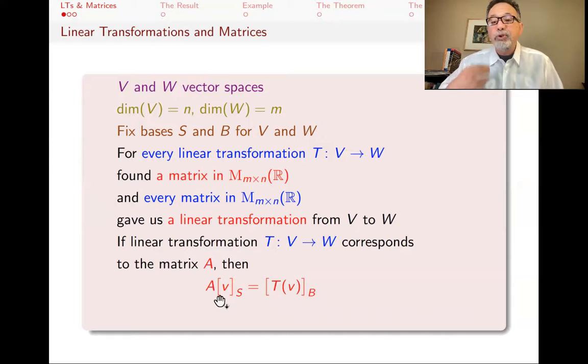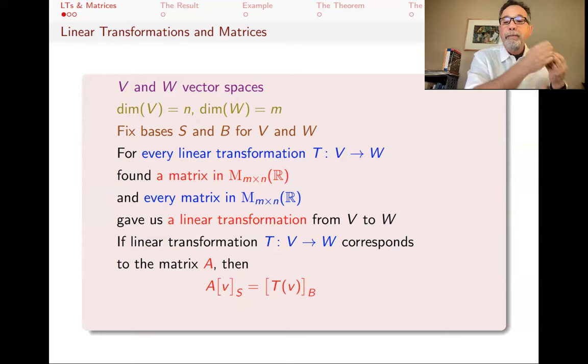And if the matrix A is the right matrix, the matrix of that linear transformation, then what you get is not T of v, but the coordinates of T of v with respect to B. So you have a choice, either plug v in your linear transformation, or find its coordinates with respect to S, multiply by A, and get not T of v, but the coordinates of T of v with respect to B. This is how these two things are related, that the matrix does the job of the linear transformation for us.